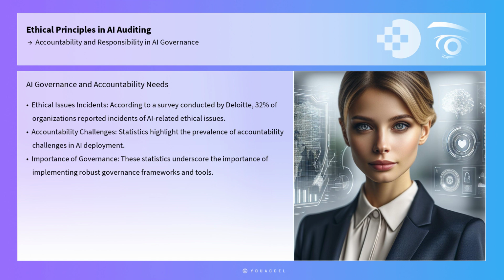Statistics further emphasize the need for accountability and responsibility in AI governance. According to a survey conducted by Deloitte, 32% of organizations reported incidents of AI-related ethical issues, highlighting the prevalence of accountability challenges in AI deployment. These statistics underscore the importance of implementing robust governance frameworks and tools to address these challenges effectively.